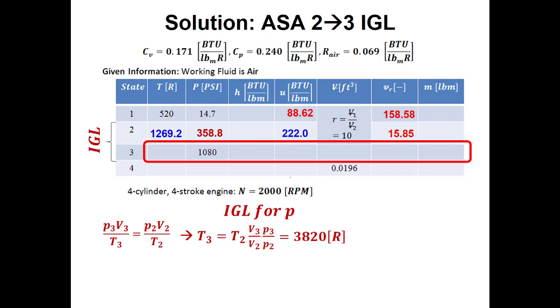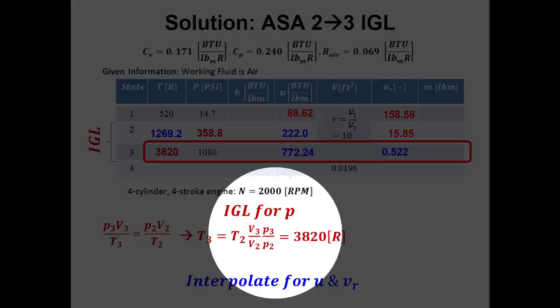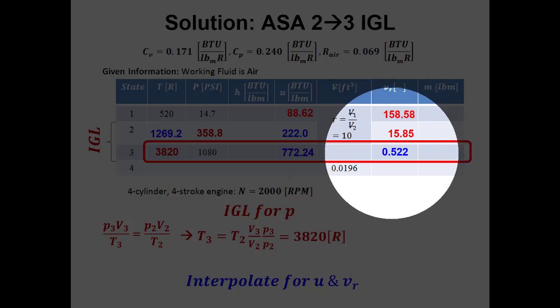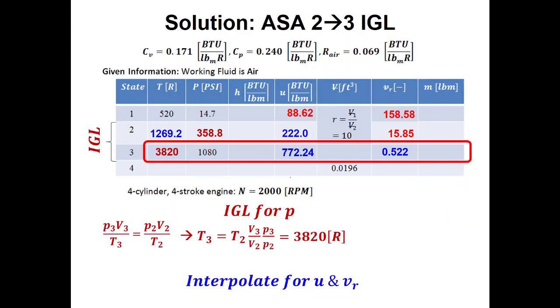But since I know that already, now I know that the temperature goes up. This is no surprise because we're adding heat, right? So the temperature goes up. Now I know that the temperature here is 3820 Rankine, right? So now I can go to table A22 and I can get a specific internal energy and I can get a value for VR, right? Notice here that these VRs are not the same, right? Even though the volume didn't change, VR changed because this is not an isentropic process. So we can't use that isentropic relationship here.